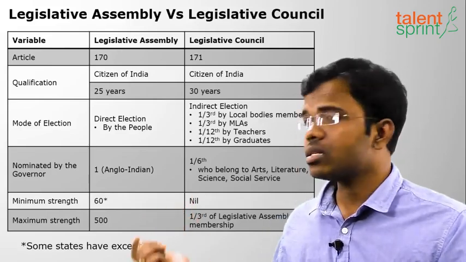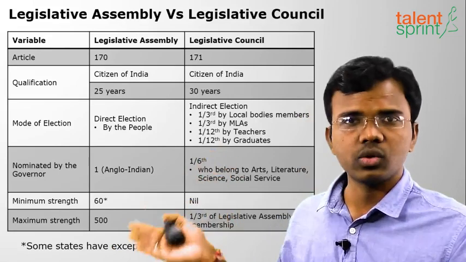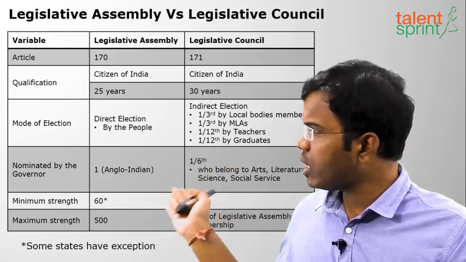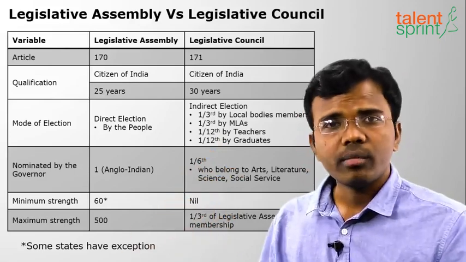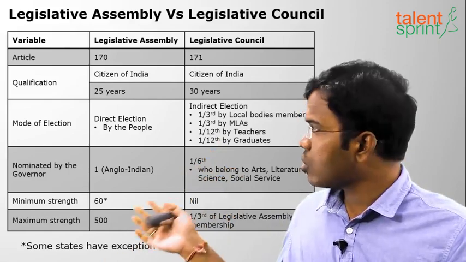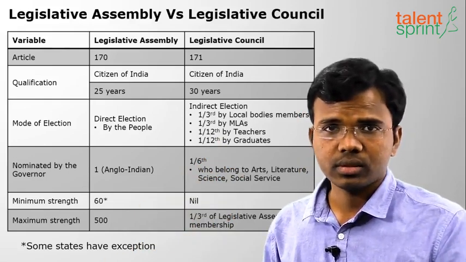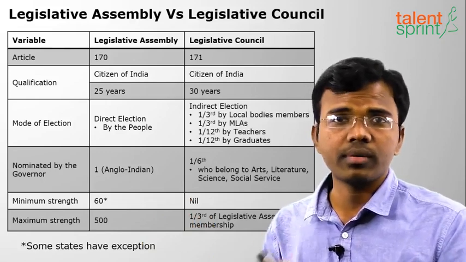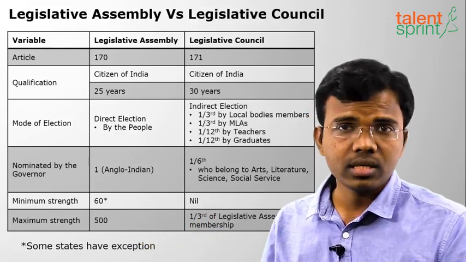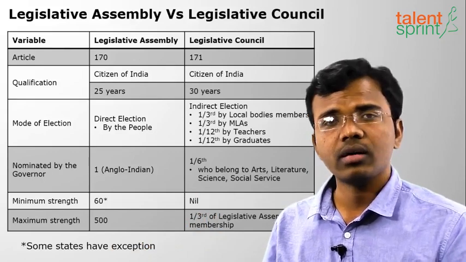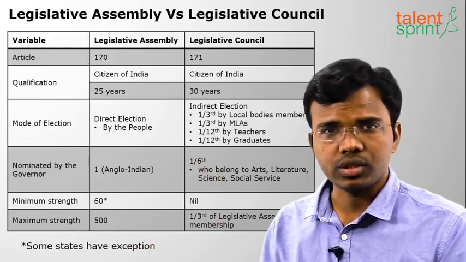It is 1/6 of the members. That is, 1/6 is left after those elections. So these remaining 1/6 are nominated by the governor. They belong to arts, literature, science and social surveys. Same like Rajya Sabha, where 12 people are nominated from these fields. Here, the remaining 1/6 of the people, apart from those under indirect election.